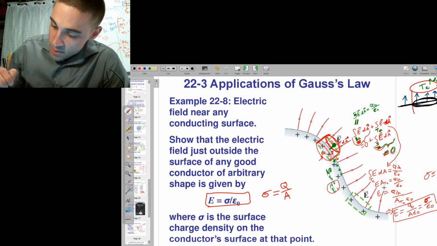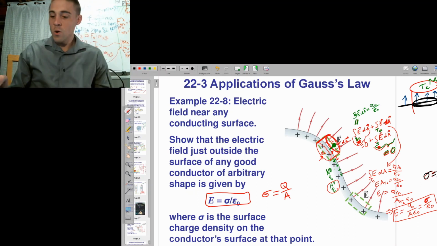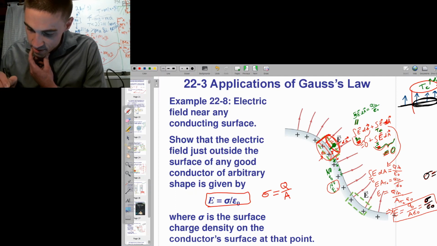So I can divide both sides of this equation by A TC, and you'll see I have Q in over A TC. That's just sigma, Q over the area, right? So I end up with E equals sigma over epsilon naught, a distance from some conductive surface. Great.